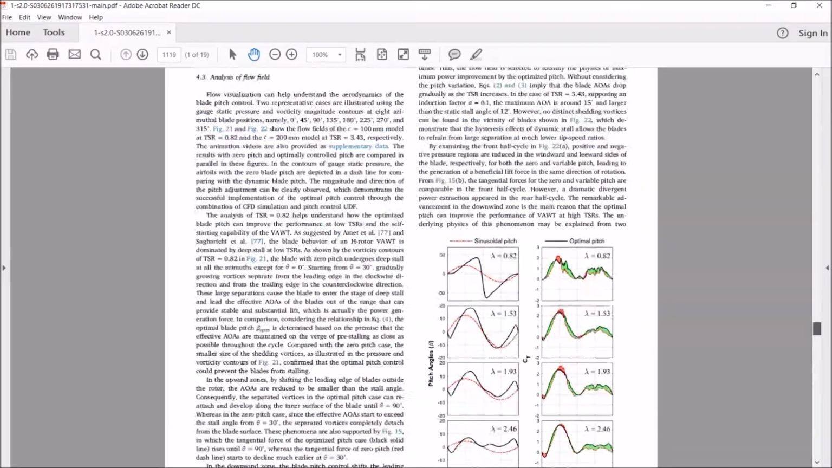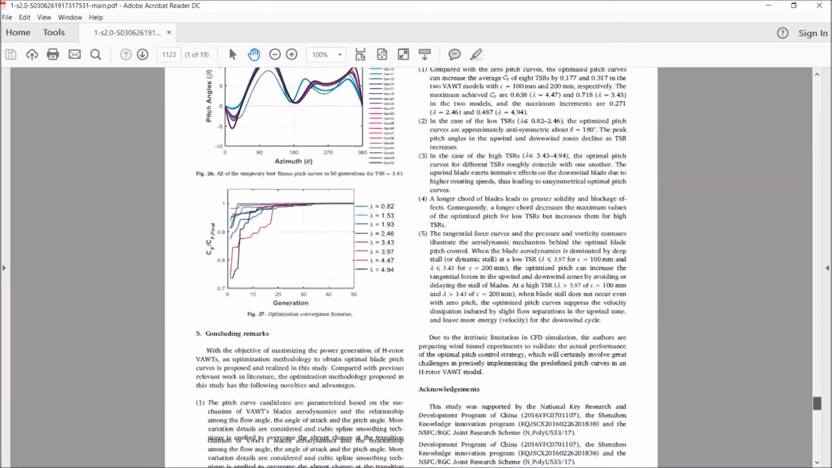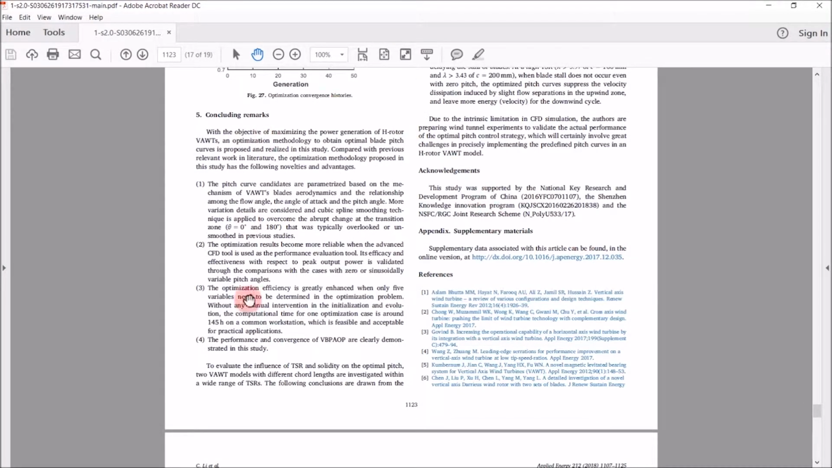Let's look for the conclusion. This is the conclusion portion of the paper. Now you have already read the abstract and you would now look at and read the conclusion. Your conclusion is almost as short as your abstract, and in here, all the results are summarized and highlighted.